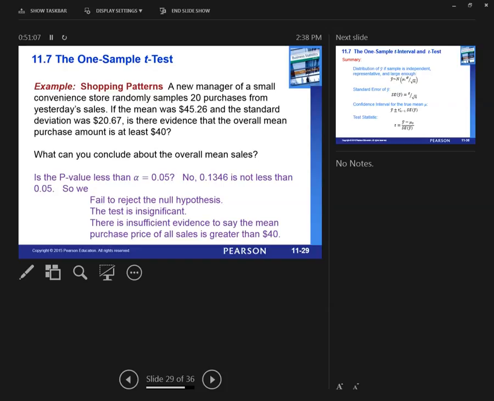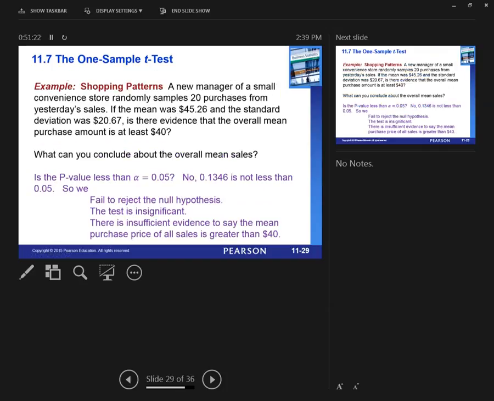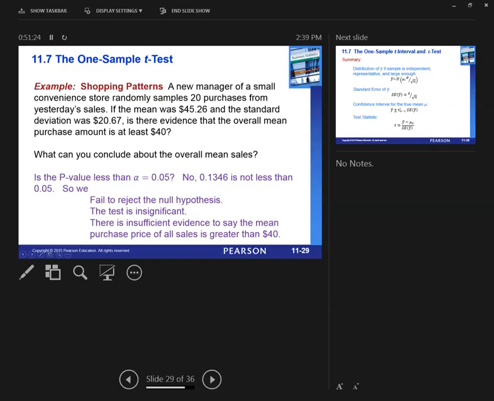Now, what can you conclude about the overall mean sales? Is there enough evidence that the purchase is at least $40? We have to ask ourselves, is the p-value less than 0.05? I got 0.1346. That is almost 3 times 0.05. That is bigger than 0.05, so the answer is no, it's not less than 0.05.